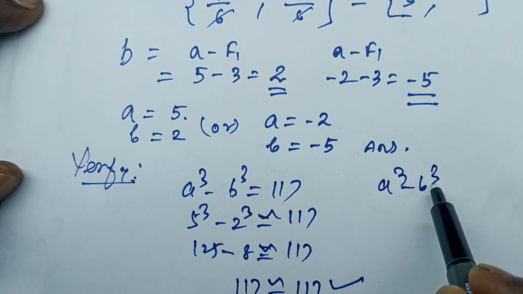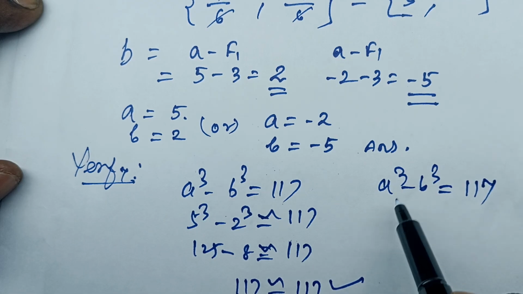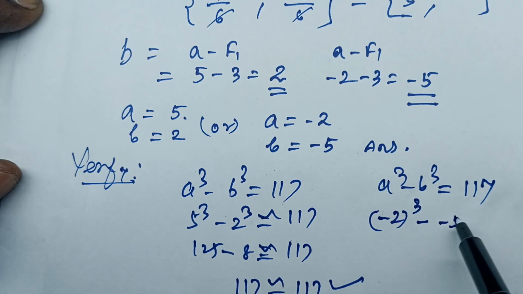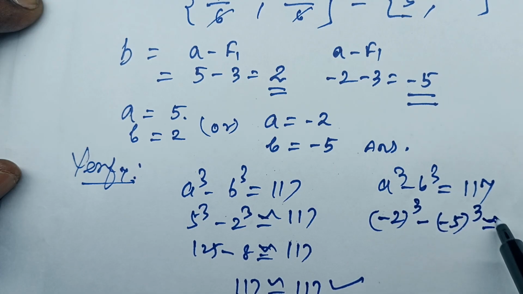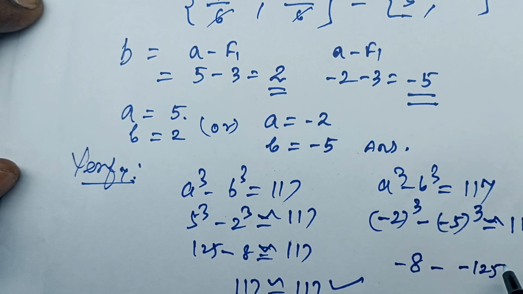a cube minus b cube equal to 117. So minus 2 cube minus minus 5 cube equal to 117. So minus 8 minus minus 125, minus into minus plus, 125 minus 8, 117. So 117 equal to 117.